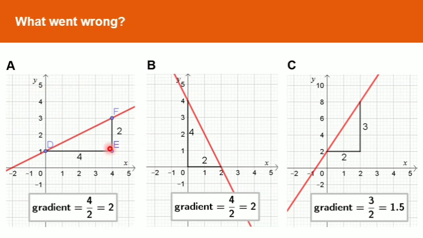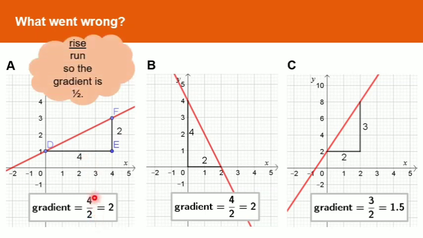Do you still remember what a gradient is? Gradient is the change in y divided by the change in x. So the gradient has to be 2 divided by 4. When we simplify, the answer is a half. But this number is flipped upside down. Now what about line B?